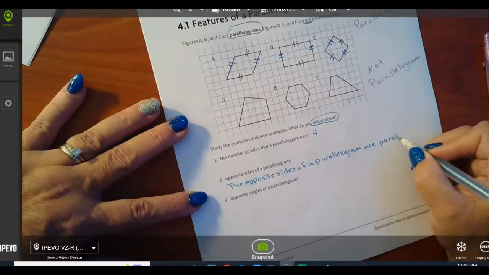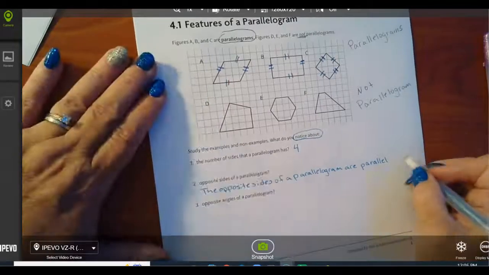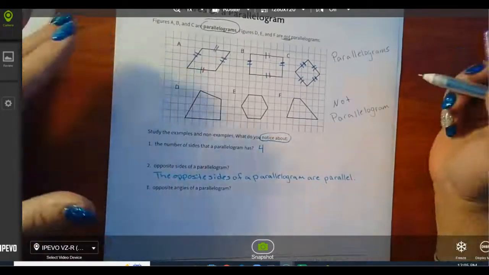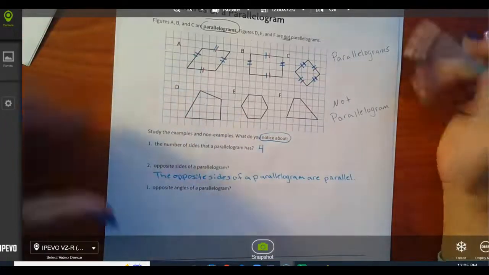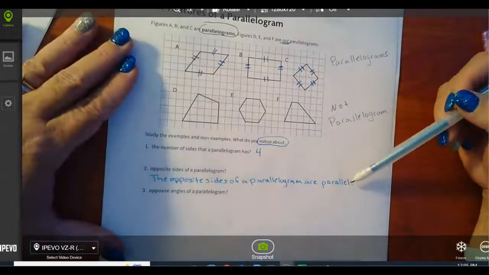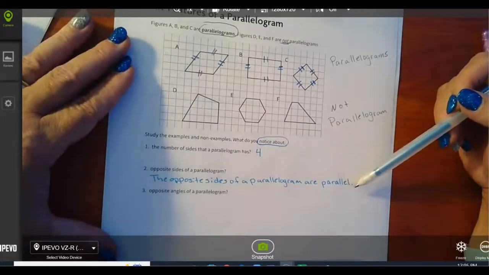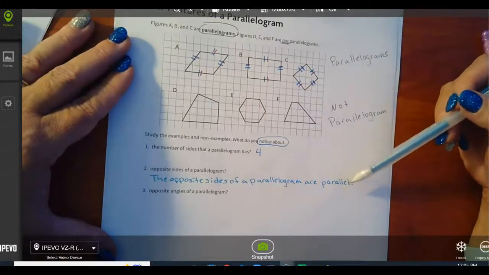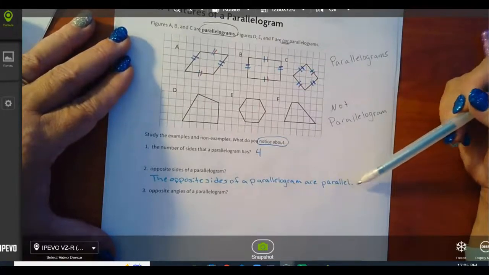Well, y'all may say, well, Miss Jones, what does parallel mean? Well, that's something that'd be good for you guys to look up. What does the word parallel mean? Something you should have learned in previous classes. If you do not know what the word parallel means, this would be a good time for you to use your Google search and search what parallel means.